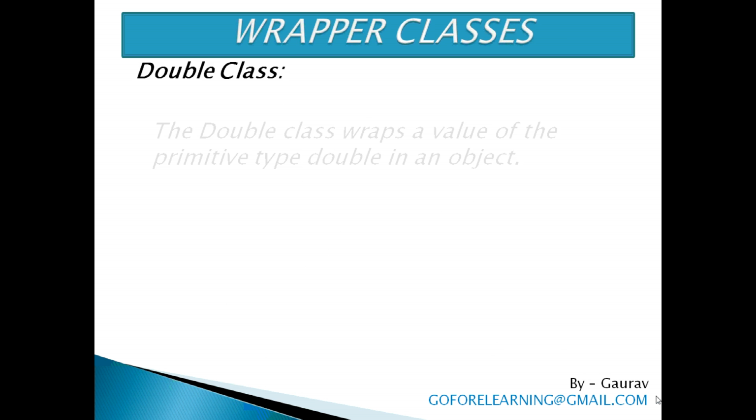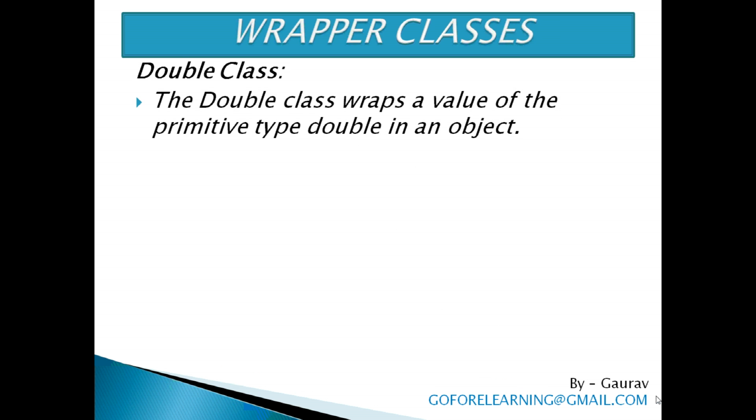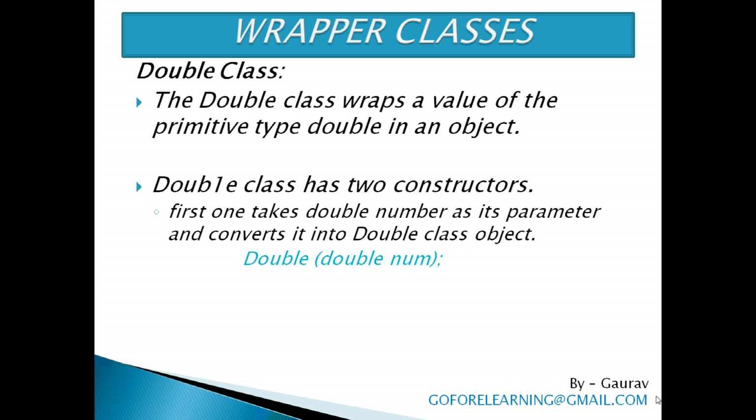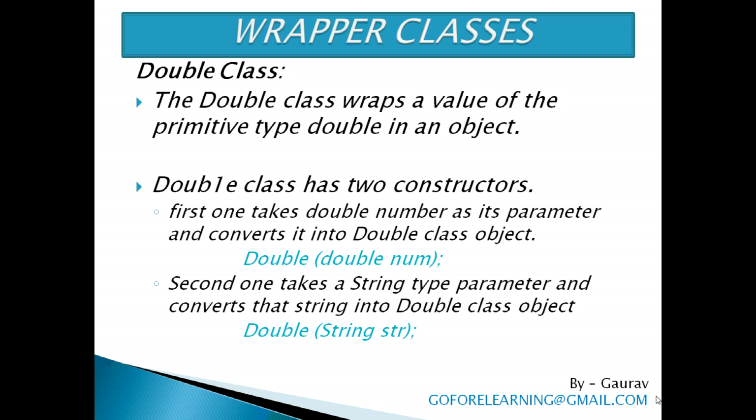Next is Double class. The Double class wraps a value of the primitive type double in an object. Double class has two constructors. The first one takes a double number as its parameter and converts it into a Double class object, and the next one takes a string type parameter and converts that string into a Double class object.